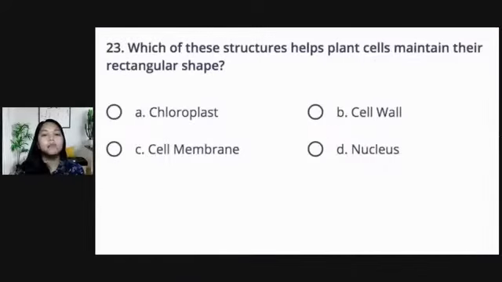Which of these structures helps plant cells maintain their rectangular shape? Is it letter A, chloroplast, letter B, cell wall, letter C, cell membrane, or letter D, nucleus? What's the answer for number 23? 23 na po tayo, number 23. Time check, 8:47. Which one do you think is the answer for number 23? Hindi pa tayo nangangalahati, ah. Okay, number 23. Which of these structures helps plant cells maintain rectangular shape?